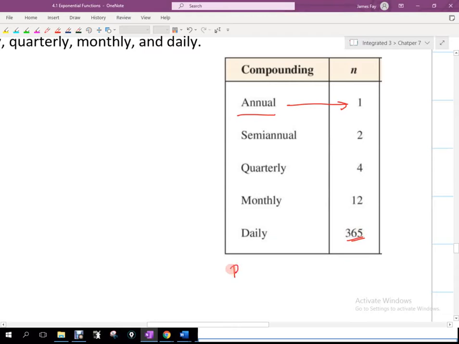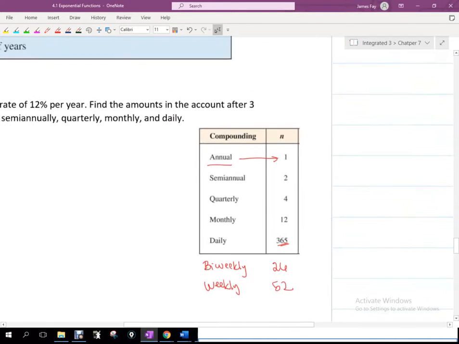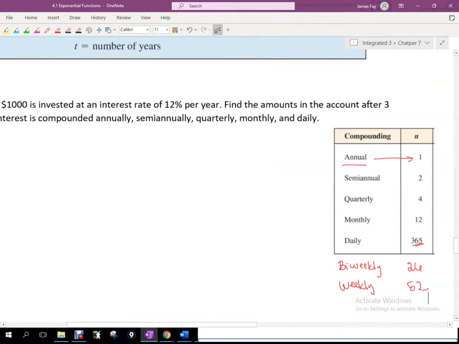If they say biweekly, does anybody know how many we mean when we say biweekly? That's every other week. So in a year, that would be how many times? Careful. It's close. It's very close. 26. And weekly would be 52. So yeah, and yours would be 2. So those are just some key vocabulary terms that we can then convert over to a number. Okay? Yes? No? No question?